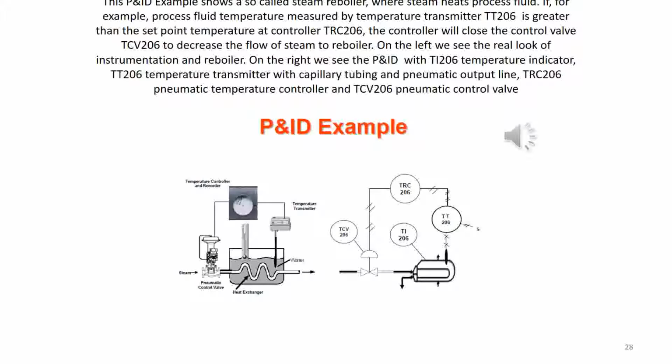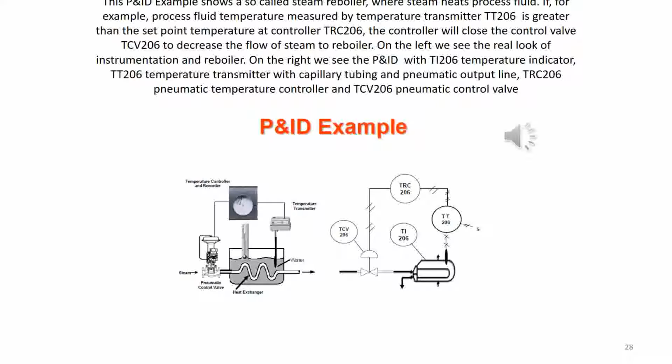This PID example shows a so-called steam reboiler where steam heats process fluid. If, for example, process fluid temperature measured by temperature transmitter TT206 is greater than the set point temperature at controller TRC206, the controller will close the control valve TCV206 to decrease the flow of steam to reboiler.